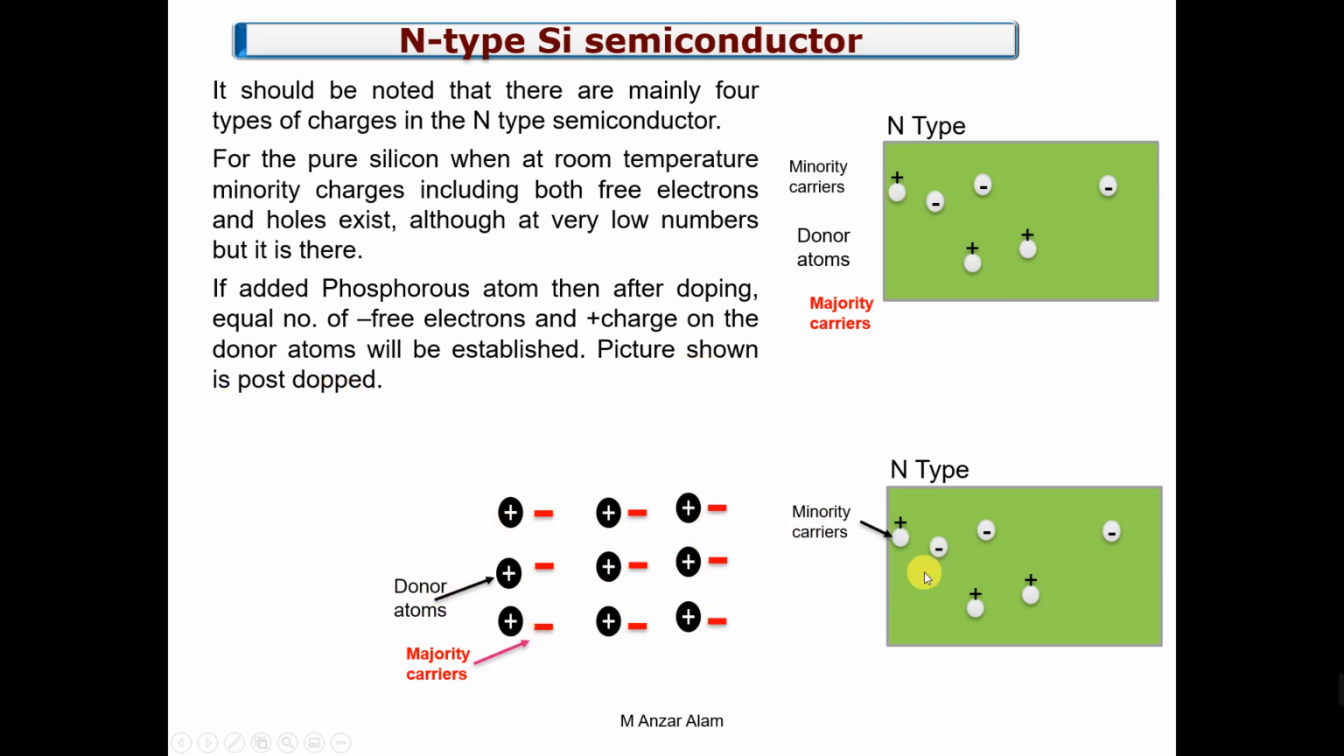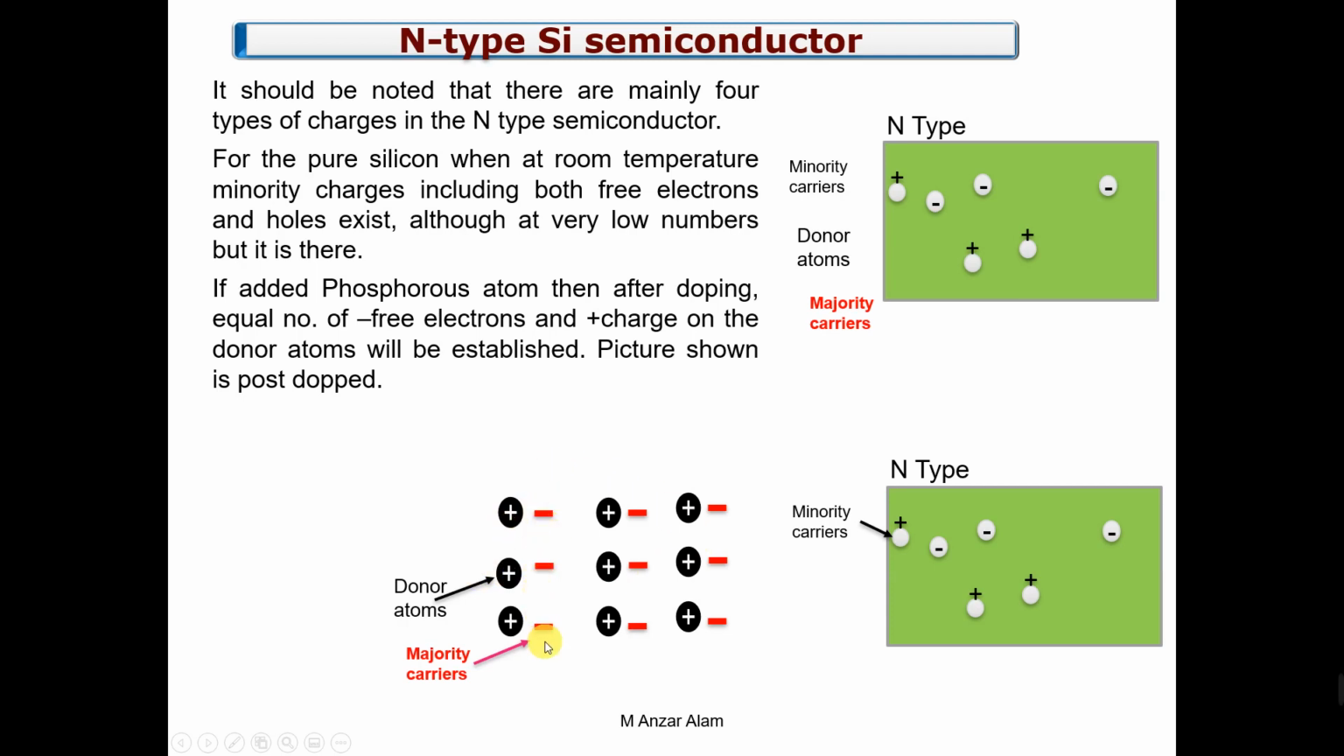If we dope the silicon piece with the phosphorus atom, what will happen? The fifth electron will become free. So these are the free electrons. And because the phosphorus donates one electron, the phosphorus atom will have a positive charge. So this is known as a donor atom. Now if we dope this material with the n-type dopant, phosphorus, then there will be two more charges, plus and minus.